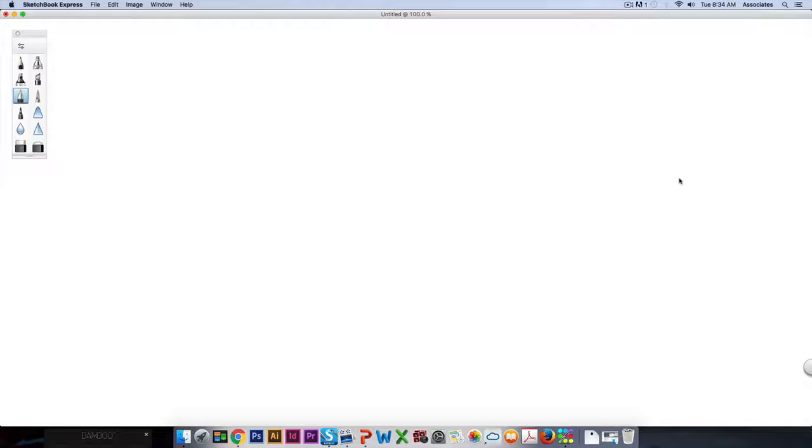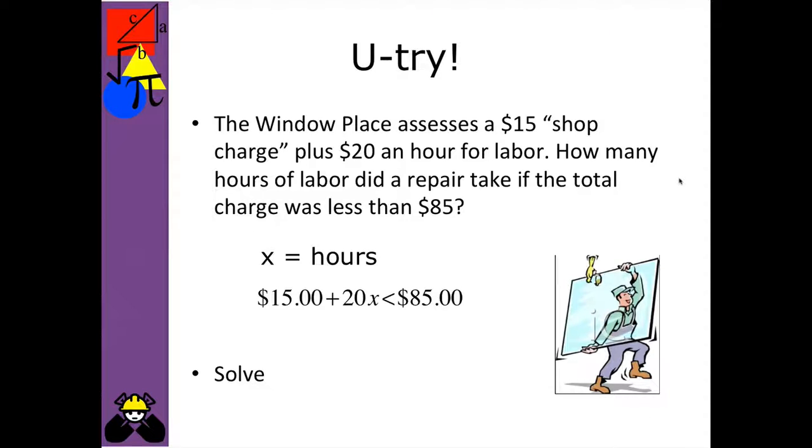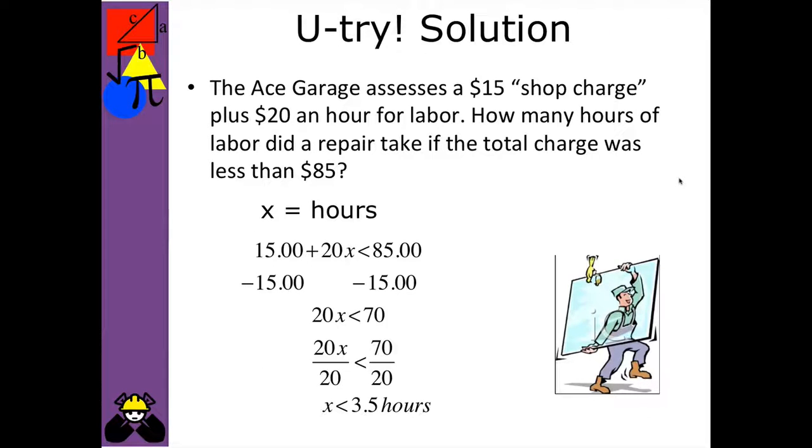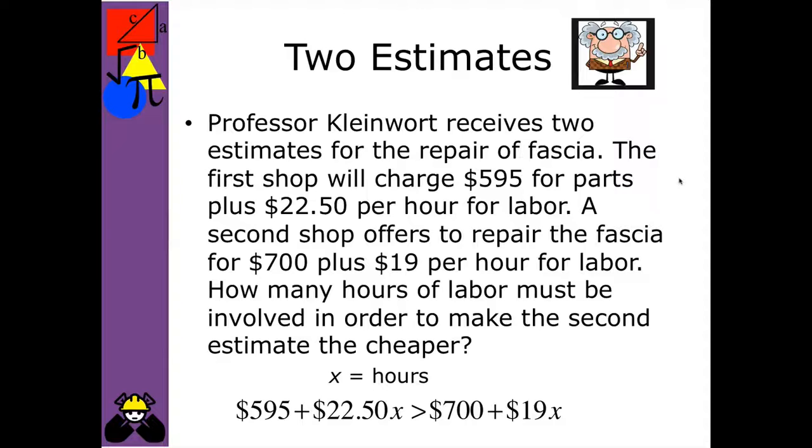Well, let's go back to the PowerPoint. One last problem. Okay. Here we go. Professor Kleinwort receives 2 estimates for the repair of fascia. The first shop will charge $595 for the parts he needs plus $22.50 for labor. A second shop offers to repair the fascia for $700 plus only $19 per hour for labor.